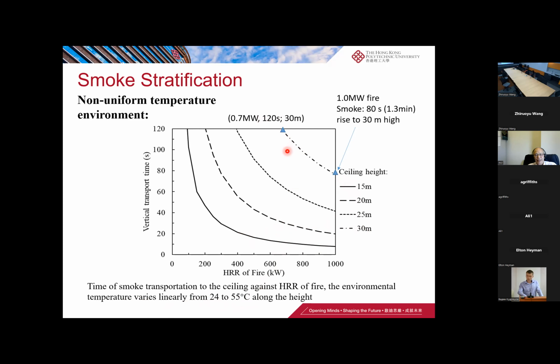Now here is about 0.7 megawatts, which is a 700 kilowatt fire, with a 30 meter roof height. The smoke will take 2 minutes to rise from the floor to the roof. So 2 minutes is quite long for smoke detection. And here, for a 1 megawatt fire, it will take 1.3 minutes to rise to 30 meters high, the roof height. 1.3 minutes is still quite a long time.